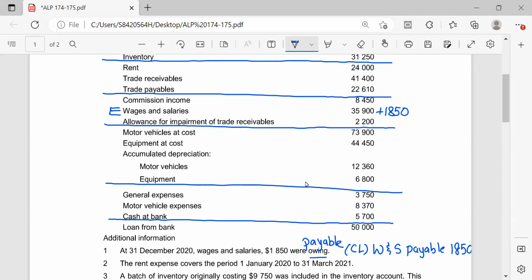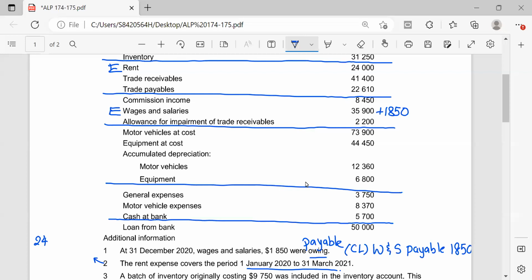Okay, for the second adjustment, rent expense covers the period 1st Jan to 31st March 2021. If you calculate the number of months here, this is actually for 1 year for 2020 and an extra 3 months. All right, so in total it's 15 months. So what you should do is ask yourself, do you pay too much or pay too little? So in this case, if it's 15 months, we pay too much. All right, so how much extra do you pay?